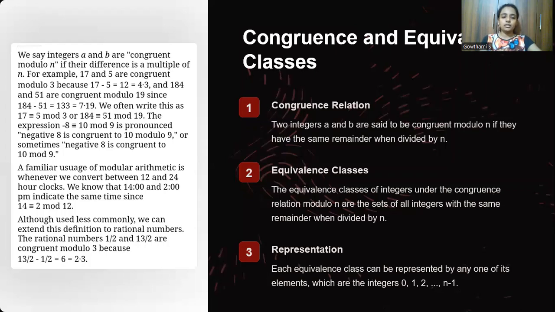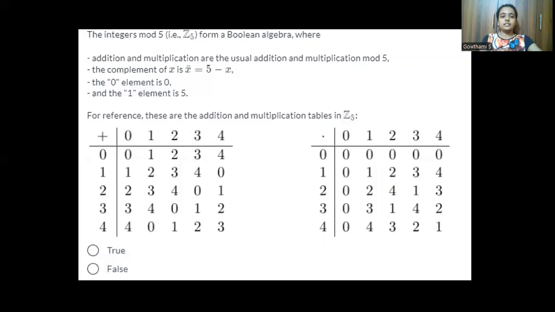Although used less commonly, we can extend this definition to rational numbers. The rational numbers 1/2 and 13/2 are congruent modulo 3, because when I subtract them, I get 6. So this is another example of representation in both the additive and multiplicative groups. Now for this video, we'll concentrate only on the additive group.